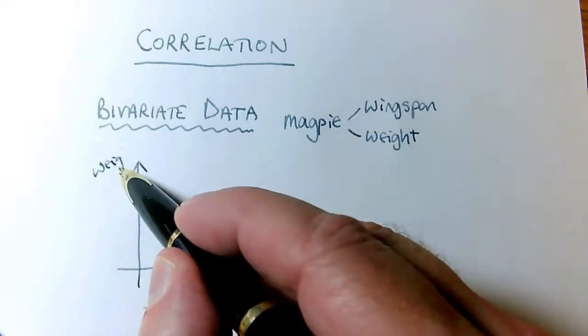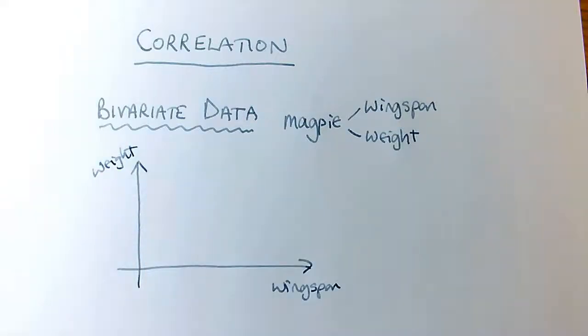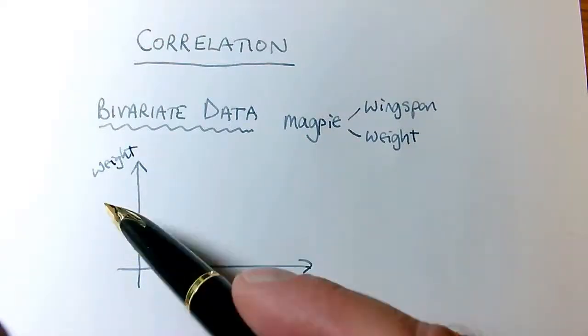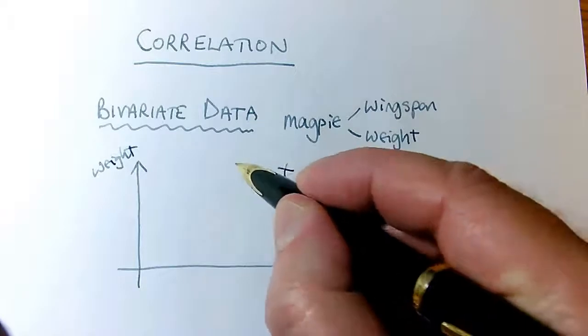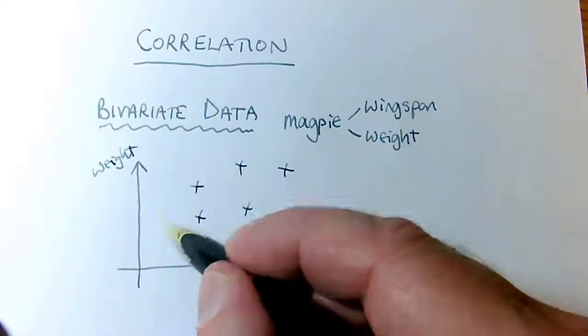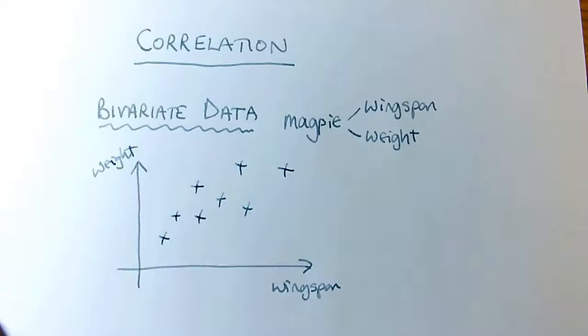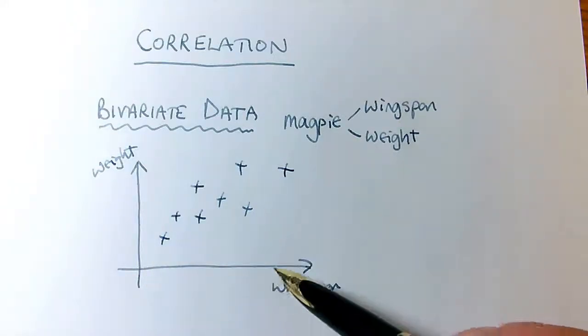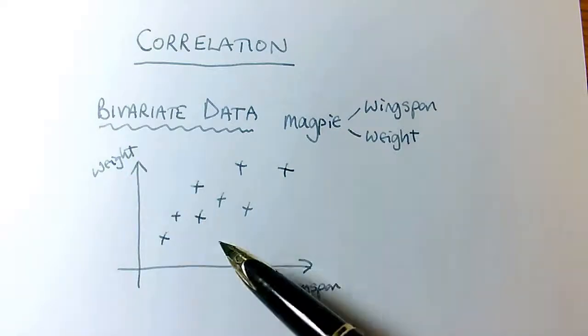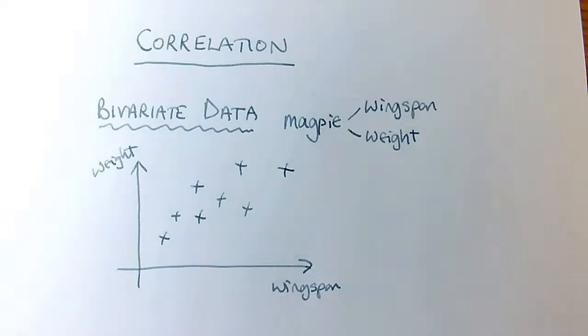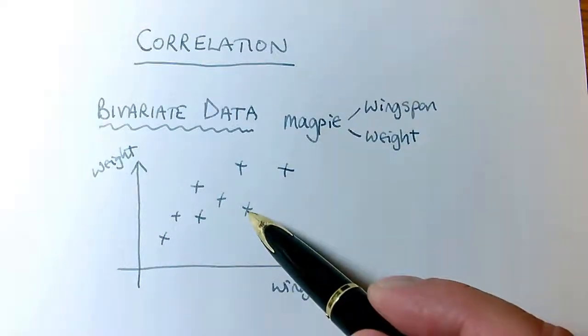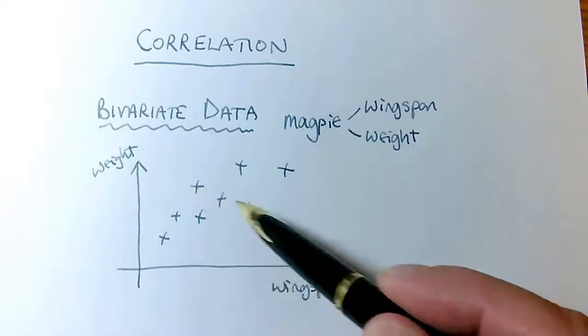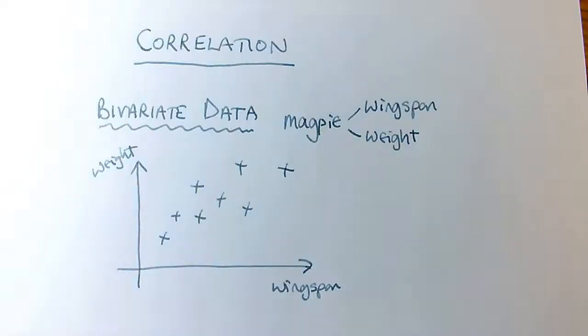Now, when we come to do regression, it may matter which way around these two measurements are. But for correlation, we're just seeing, do large wingspans tend to go with large weights? I may get a pattern like this. So here, each cross is a magpie in my sample. And it does seem to be the case that the magpies with bigger wingspans did tend to have higher weights as well. It's not a precise measurement. This is statistical data. So here we've got a magpie with a considerably bigger wingspan than this one, but it's got a smaller weight. But generally the pattern is upwards.